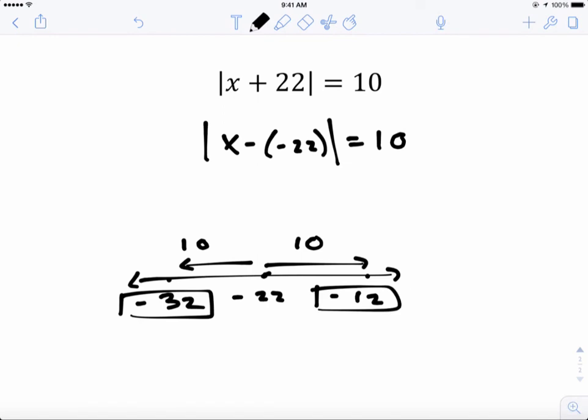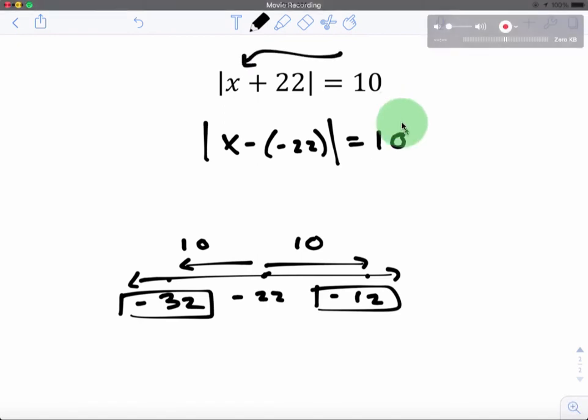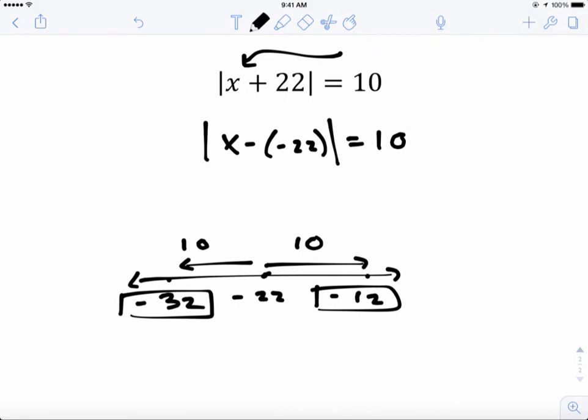And note to self, you can actually substitute these in, and you'll see that it works. Negative 32 plus 22 is equal to negative 10, whose absolute value is 10. Negative 12 plus 22 is equal to 10, whose absolute value is, well, 10. So two ways to go about solving these absolute value equations. I will say that this method right here is ultimately going to be better because I think it's more intuitive and easier to understand, and it's really going to help us when we do absolute value inequalities later.